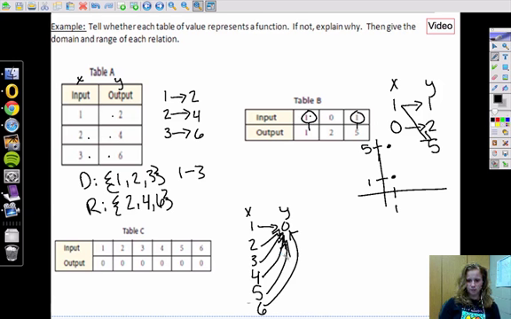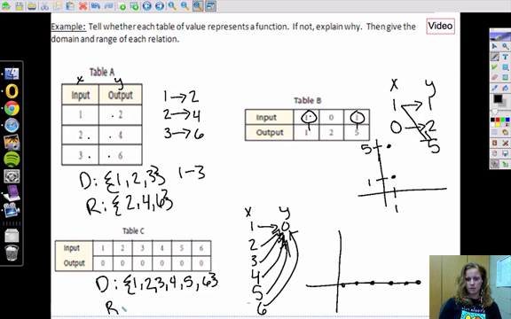Is this a function? Definition of a function: one input cannot go to more than one output. Okay? A function can have different or multiple inputs go to the same output. Okay? This would just be a bunch of dots here at 0, right? And this is going to be a function. So our domain is going to be the set of numbers 1, 2, 3, 4, 5, and 6.